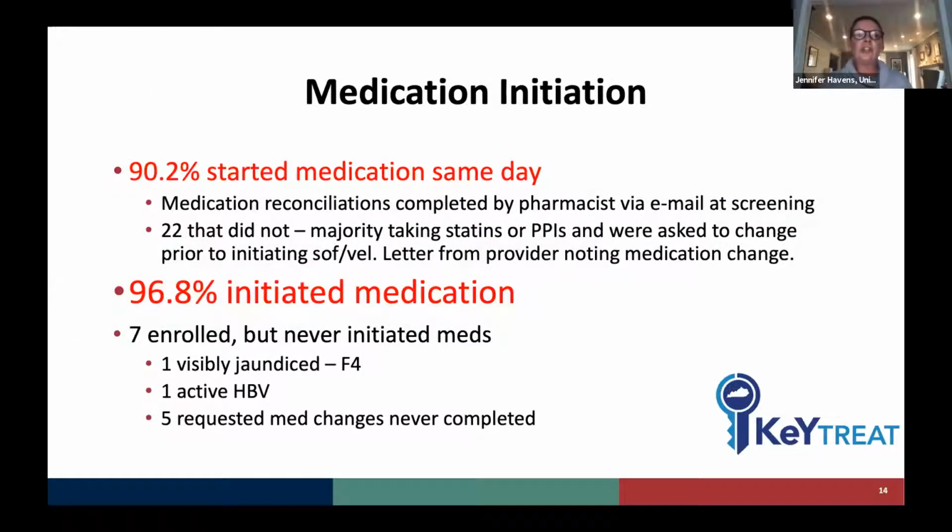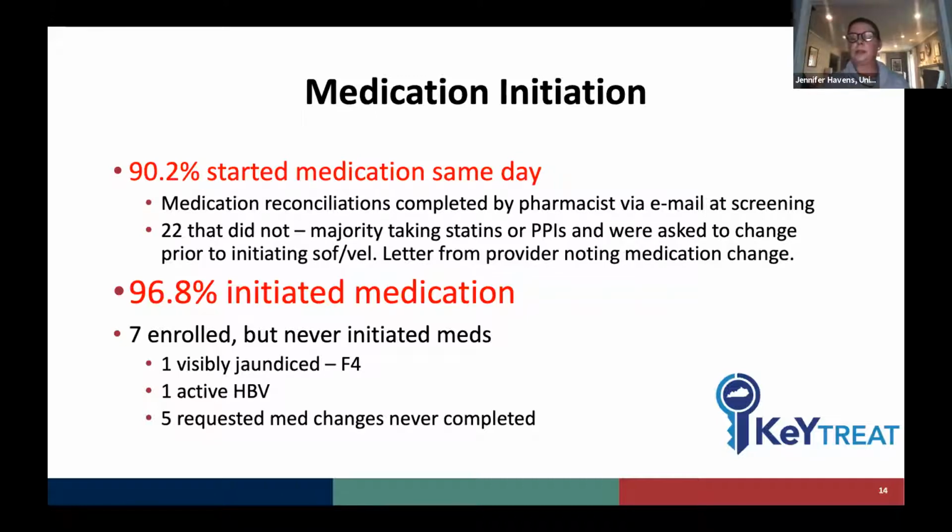So in terms of medication initiation, 90% started on day 0. Oftentimes we'll have people who walk in who don't call, who've heard from a friend about this program and they come in, and they could potentially within 2 hours take their first dose. So walking in the front door and having their first dose within 2 hours. We do those medication reconciliations. If there's potentially a medication interaction, primarily statins and PPIs, we ask that they go to their primary care provider and change the medication, and we get a letter from the provider saying that that medication change was conducted. The other folks we don't start on day 1 are those who have a known hepatitis B infection.